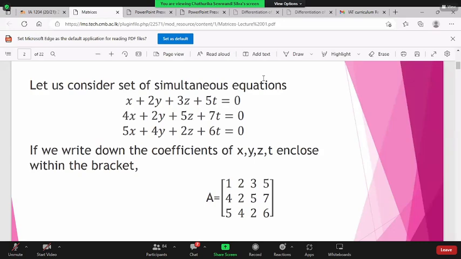So here, consider a set of simultaneous equations. There are 3 simultaneous equations with 4 unknowns. How do these simultaneous equations come up? According to the applications, you can form a set of simultaneous equations.